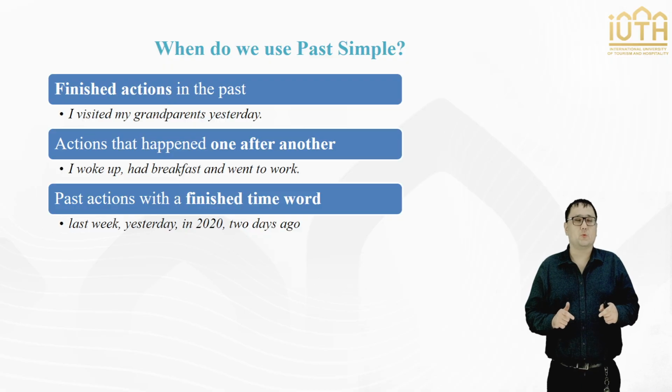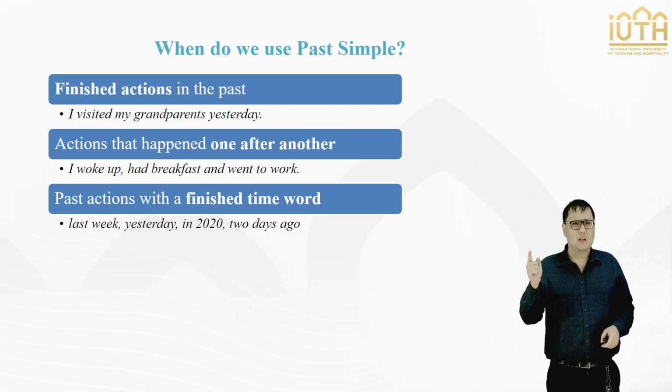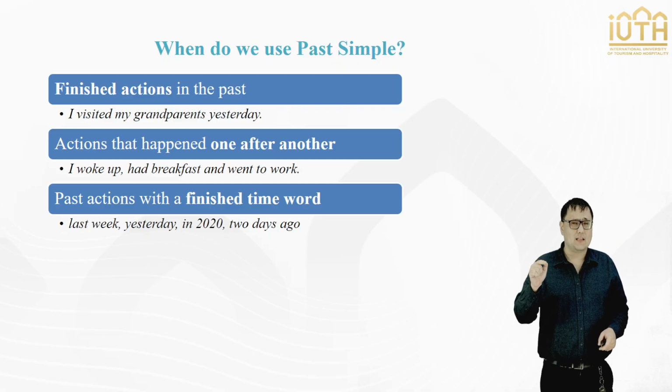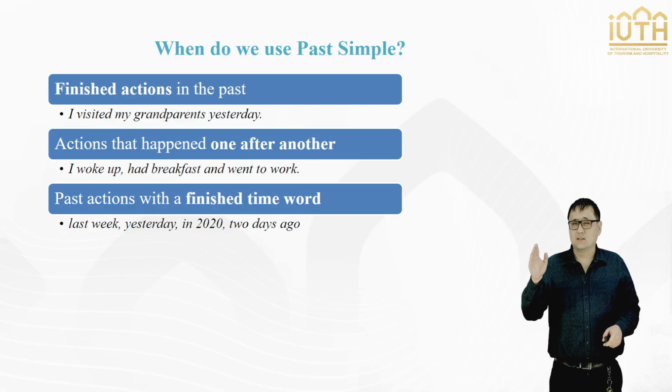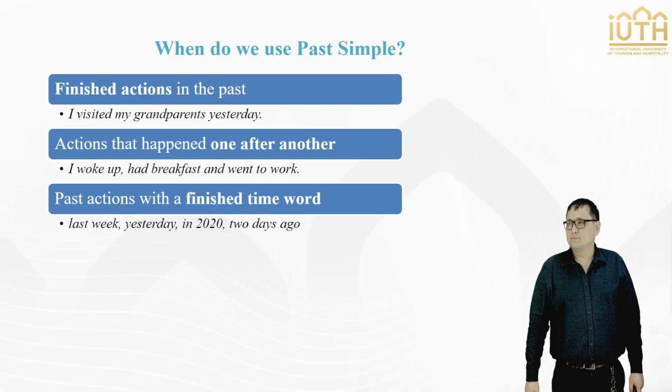And the main difference between past simple and present perfect is that in past simple we have a time when a particular action was done. So we use past simple for finished actions in the past. I visited my grandparents yesterday. Here, yesterday. It was done yesterday. It means that yesterday is the time when a particular thing happened. Then, actions that happened one after another.